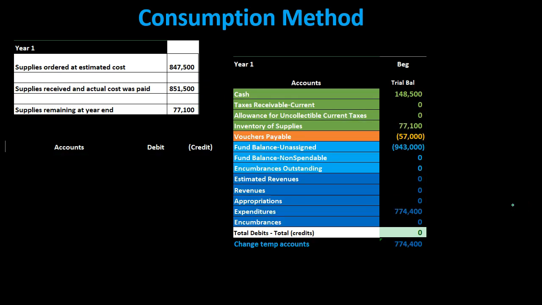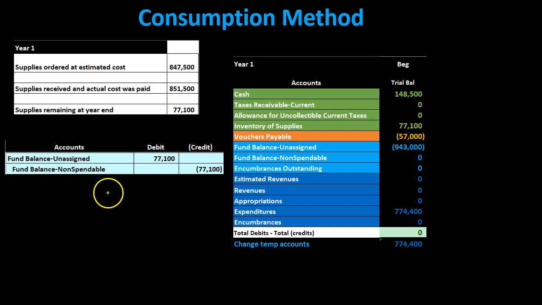Now the next step is going to be the unusual item. We have to tack on or add another journal entry, and that journal entry is simply going to be a debit to the fund balance unassigned and a credit to fund balance non-spendable. So why would we do this? Why do we need this entry? It looks like we've already done everything we need to do.